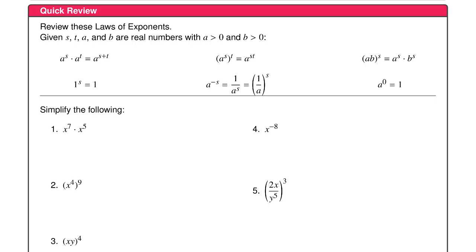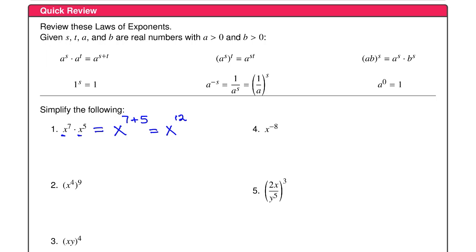Alright, so you should have had some time to do these problems. Let's take a look at the answers. Number 1, x to the 7th times x to the 5th. Notice that the bases are the same and you're multiplying with exponents. So when the bases are the same and you're multiplying, the key here is to add the exponents. So this becomes x to the 7 plus 5 power, which is x to the 12th.